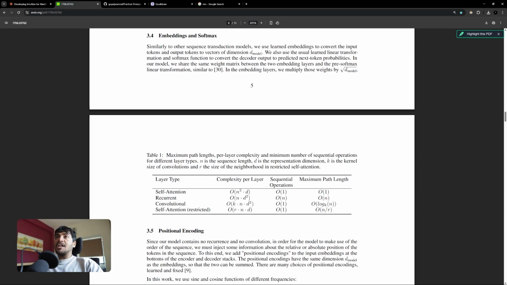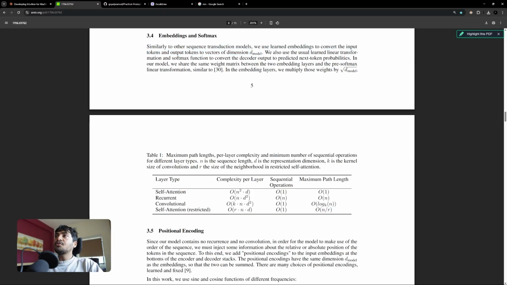Embedding and softmax. Similarly to other sequence transduction models, we use learned embeddings to convert the input tokens and output tokens to vectors of dimension d model. So what they're basically saying is we take the input, which can be of any length. As I mentioned, it can be my name is Pramod, I live in India, I'll be pursuing an education in machine learning or anything. So the sentence can be long, can be short, and they use embeddings to convert them into a fixed length of d model.